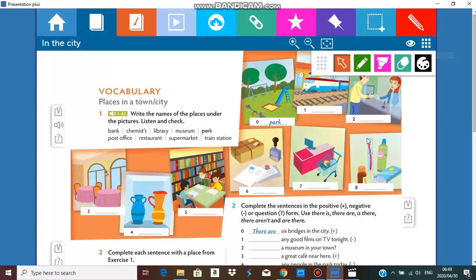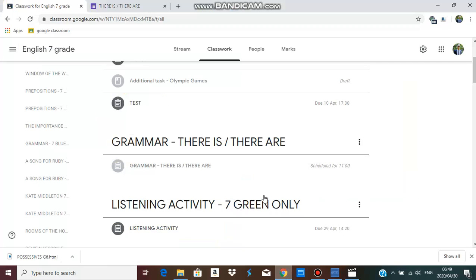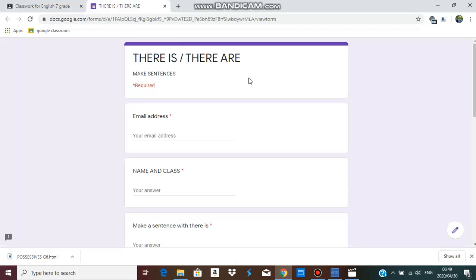Okay, so we are done with the exercises. Let's get straight into your task for today. It's very simple. When you log on to Classwork, you will find grammar: there is and there are. When you click on it, it will take you to this document.